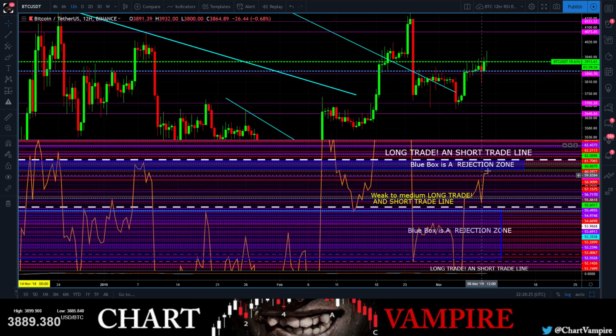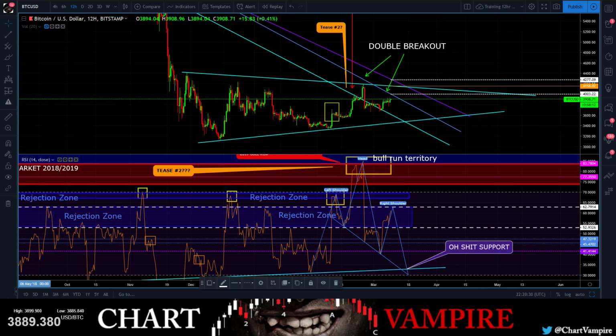And on the 12-hour, we got rejected up in the air. This actually was up and over the long trade line and pulled back, and is definitely in a bearish posture with that candle.